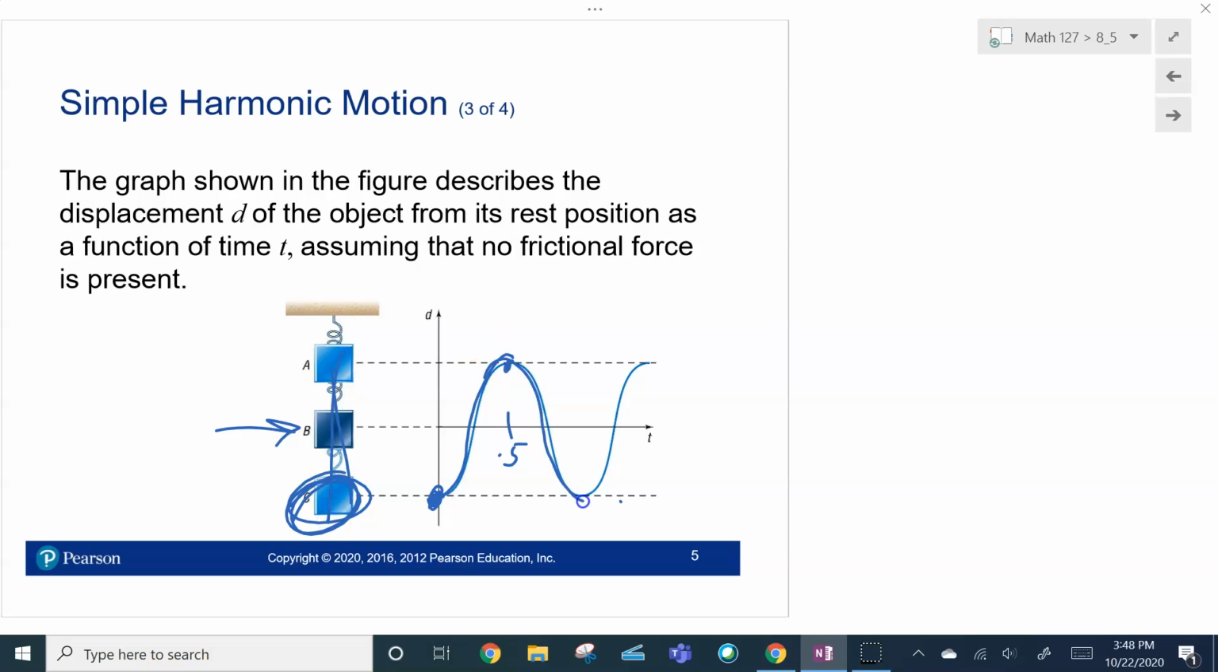We're ignoring friction here. No frictional forces present. Okay, so there's no dampening effect going on. And this is a model of a simple harmonic motion. You see the trig function here, right? If you were to model that with time t as your input and displacement d as your output there.